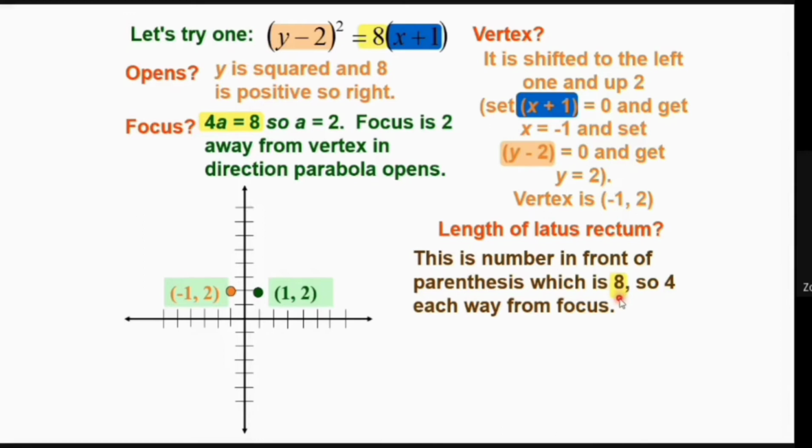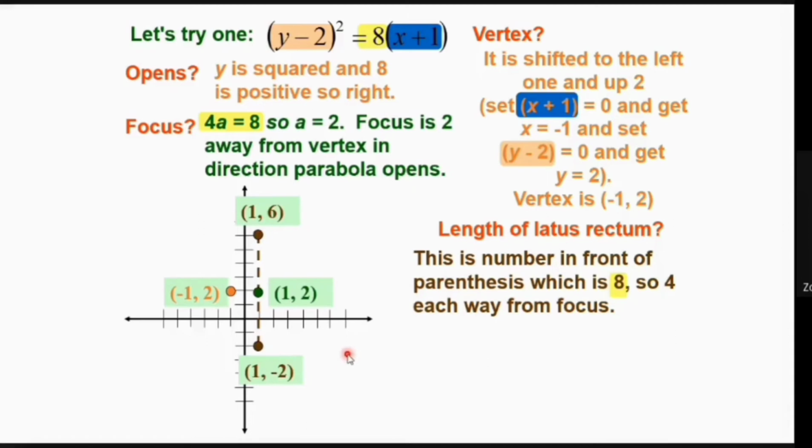And since from the focus, magbibilang tayo ng 4 units going up and 4 units going down. Kasi nga, yung length ng latus rectum na ilalagay natin dito, yung length niyan is equal to 8 units. So 4 going up and 4 going down. So 1, 2, 3, 4. Ito rin naman dito, 1, 2, 3, 4. Ayan po.